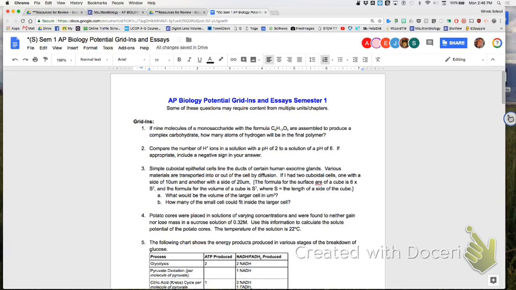Number 2, compare the number of hydrogen ions in a solution with a pH of 2 to a solution of pH of 6, right? So what happened when we went from 2 to 6? Did we have more or less hydrogen ions? Less. Yeah.